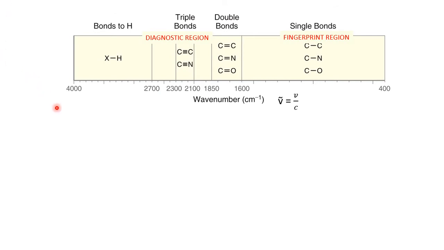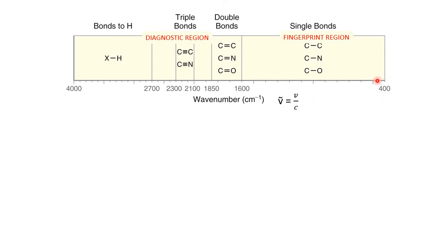An IR spectrum is organized by wave number. The wave numbers are located here on the bottom of the graph. Now the wave number is calculated from this simple formula of the frequency of light that is absorbed by the bond divided by the speed of light. Since the speed of light is constant, the wave number is entirely dependent on the frequency of the IR radiation that is absorbed by the molecule.